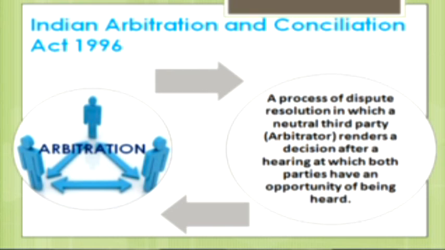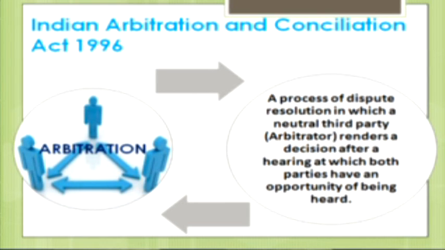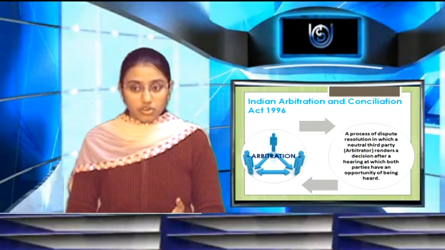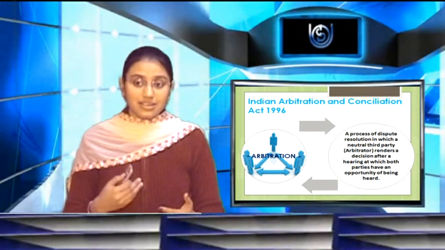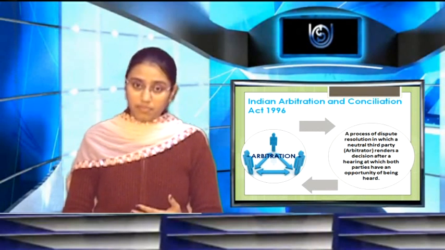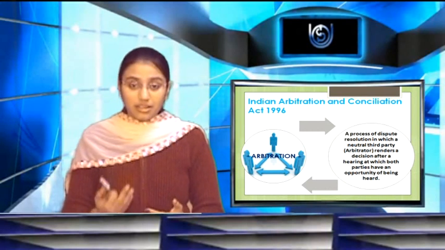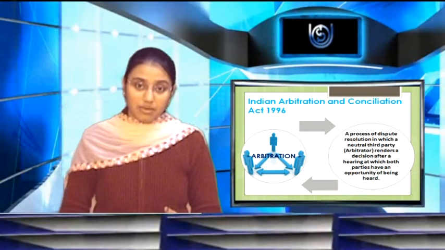If we talk about the Indian Arbitration and Conciliation Act 1996, this act is basically giving us the idea about arbitration and conciliation. Arbitration is considered a process of dispute resolution in which one neutral third party is introduced to make right decisions for the parties. A third party is appointed to hear the disputes of those parties in arbitration.